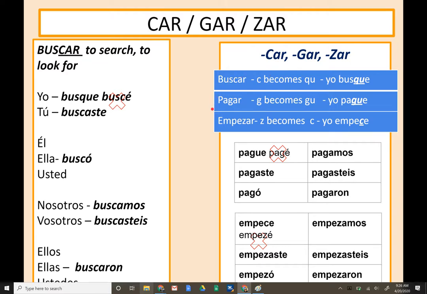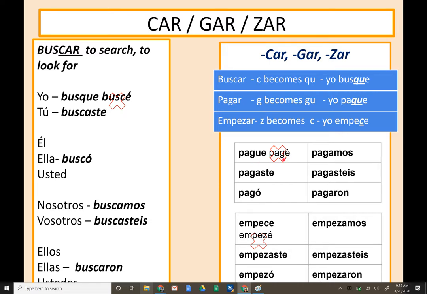But that's not the only one. We've got gar. And so in this case, we're going to use pagar. So the G becomes a GU in order to make that G hard. So we've got that G sound. So in this case, we've got pagué, pagaste, pagó, pagamos, pagasteis, and then pagaron. Same endings that you've always known, but do notice that this would have been pagé if you had left that G alone. The U makes it a hard G, so it's got that G sound. Otherwise, it would have had almost like an H sound.